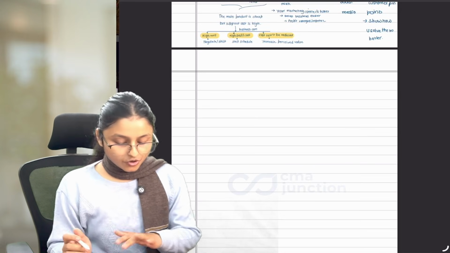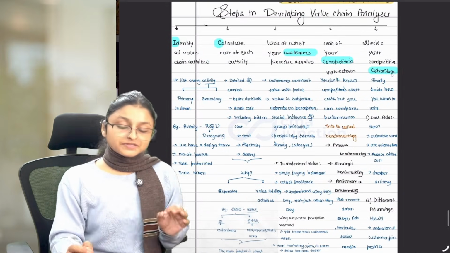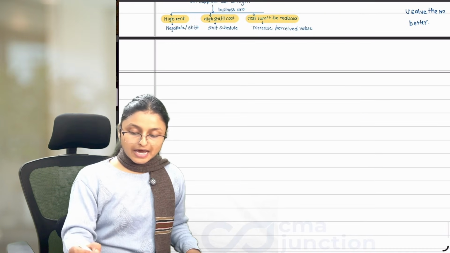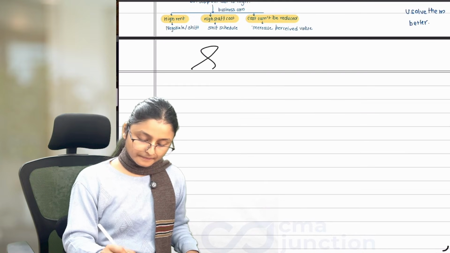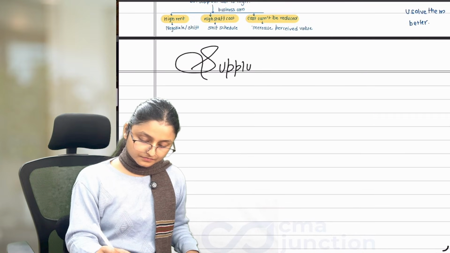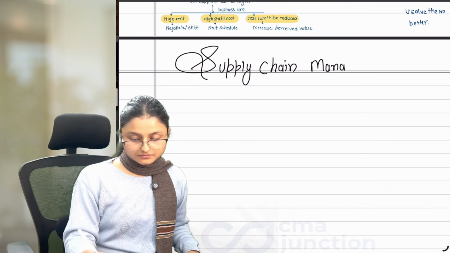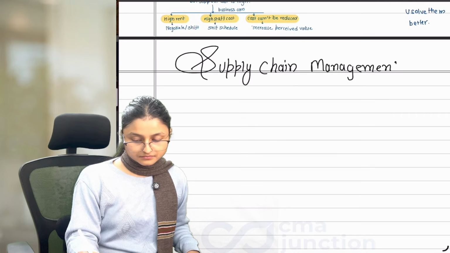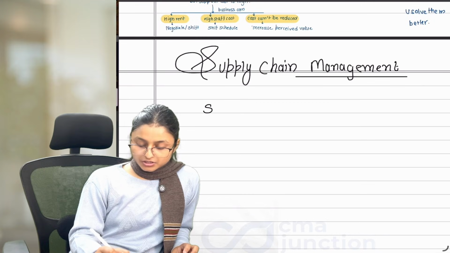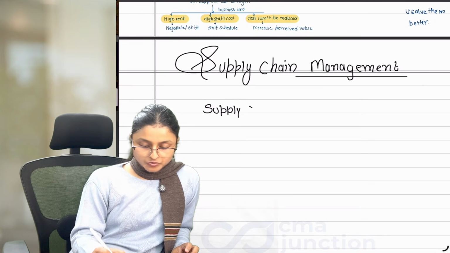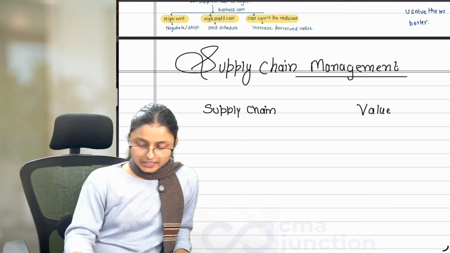Now we are going to write all of these in our summary book. The last point which we have written was steps in developing value chain analysis. Now write the heading supply chain management. First, we understood the difference between supply chain and value chain. So, write it down. Supply chain, value chain.